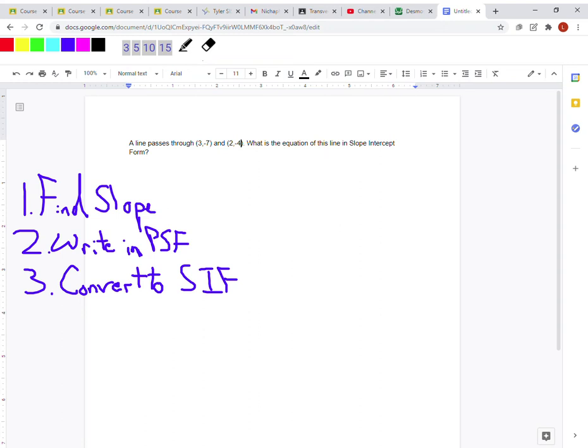Hey guys, in this video we're going to solve the problem you see on your screen here. A line passes through (3, -7) and (2, -4). Write the equation in slope-intercept form for this line. Now you may recall our previous video told us how to do this.